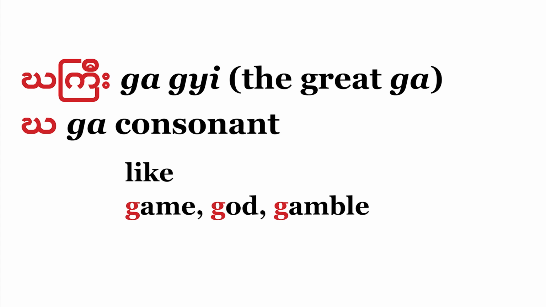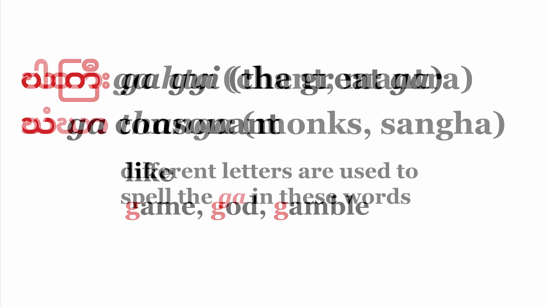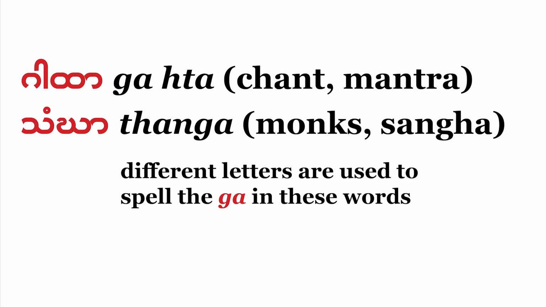So why do we have 2 letters with the same consonant sound? Well, they are used to spell different words that may have the same pronunciation. For example, the word gata, for incantations and chants and mantras, is spelled with gange, but the word thanga, for the monastic community or the monks, is spelled with gaji, even though the ga in gata and the ga in thanga sound exactly the same.